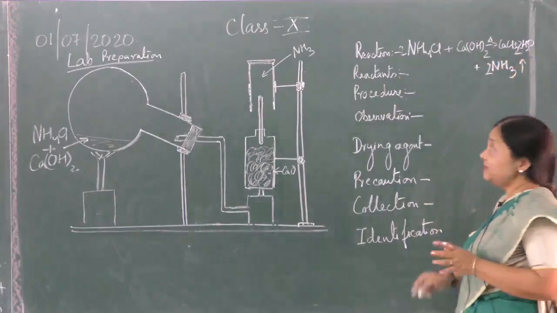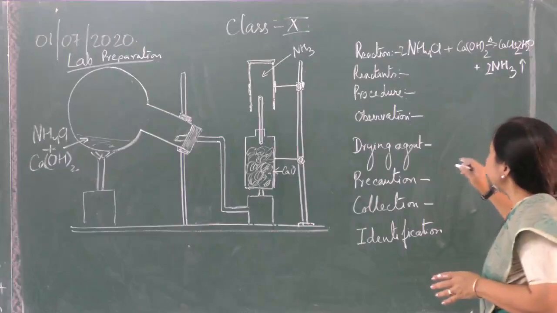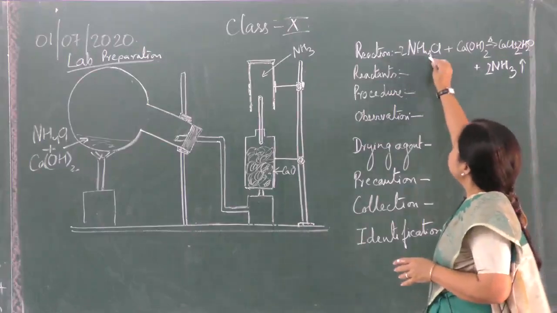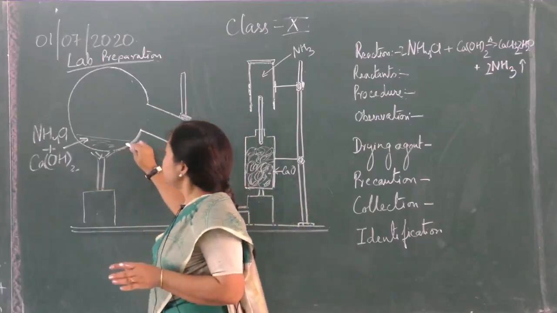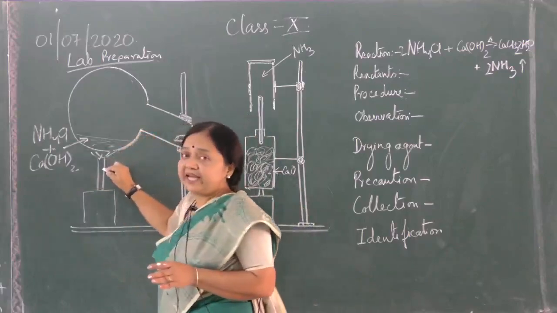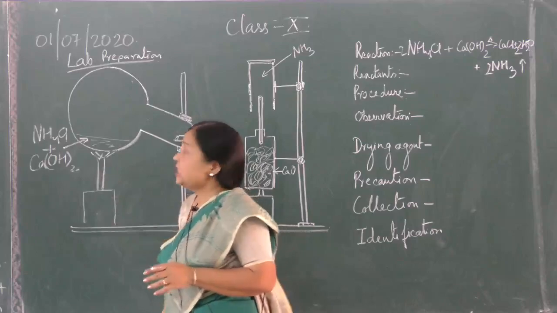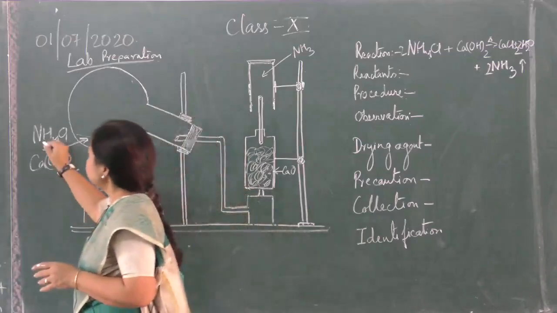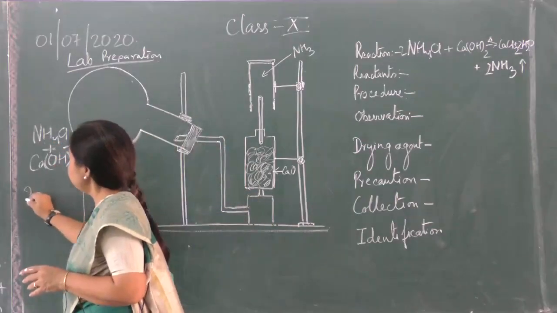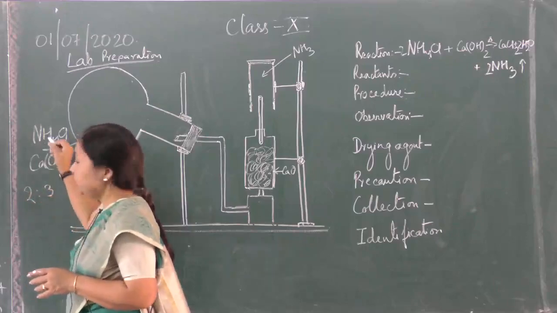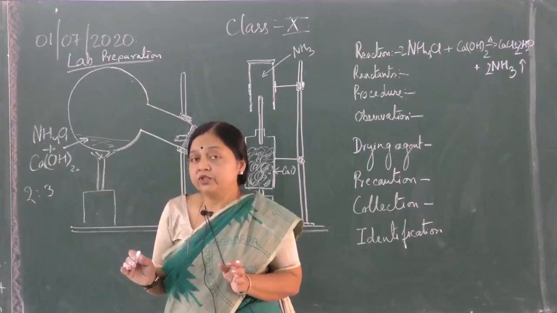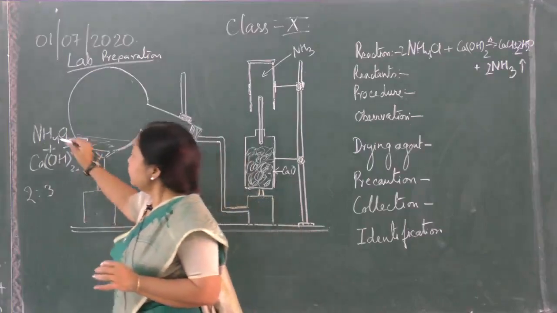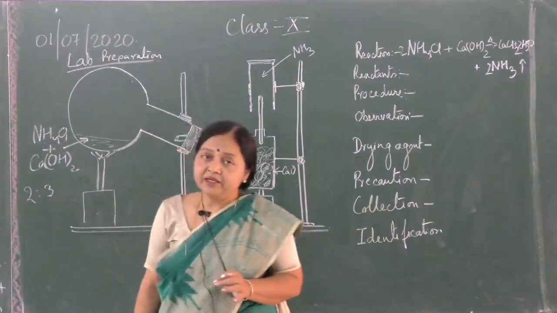So we can see that it is a moist gas that we are producing over here. What are the reactants? Ammonium chloride and calcium hydroxide. Both are taken in this round bottom flask and warmed gently. The proportion is 2:3. Ammonium chloride in less proportion, calcium hydroxide in more proportion. Why? Because ammonium chloride is sublime in nature.